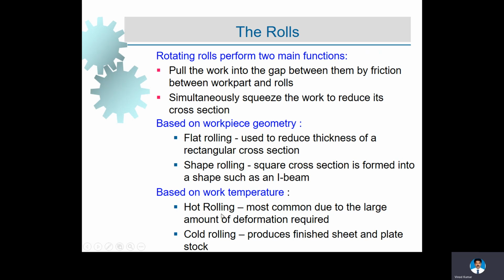Based on work temperature, you can have a hot rolling or cold rolling process. Hot rolling is normally the rolling process done at higher temperature, above recrystallization temperature. Significant, massive deformation is possible. Cold rolling produces good surface finish and good accuracy, and strength also would be good in the cold rolling process.